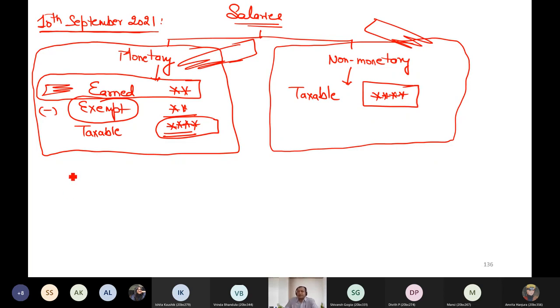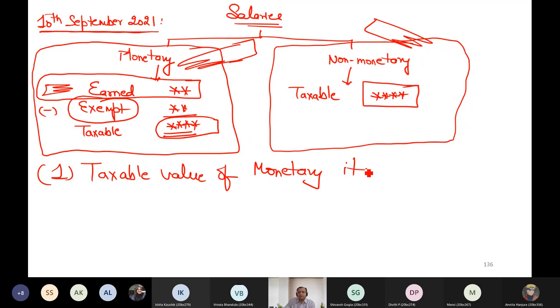Values or things, where I will tell you how much is exempt in respective monetary benefit. There are hundreds of monetary benefits. Every monetary benefit has its own exemption rules. So my discussion will be now, I will tell you computing taxable value of monetary items. That's it. This is what my job is for some days. Continuously, I will tell you only how to compute taxable value of monetary items.